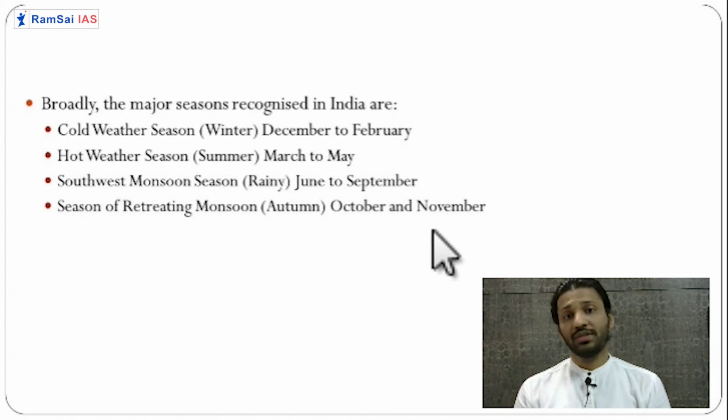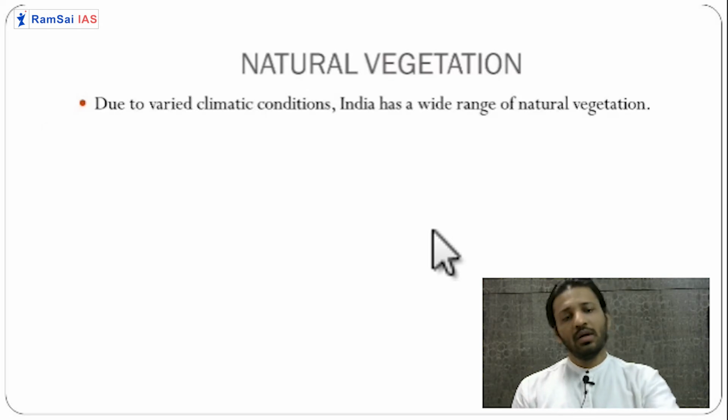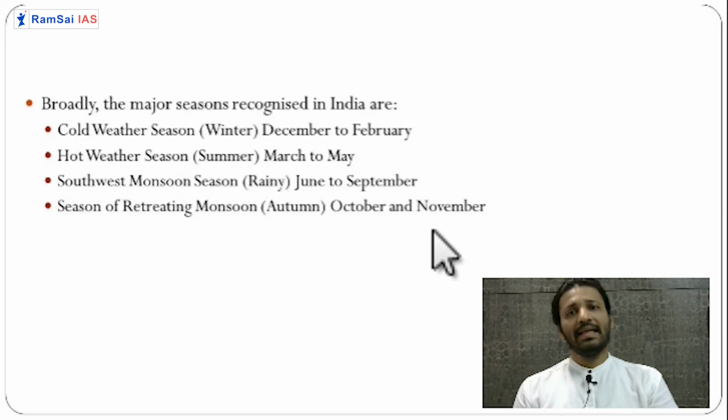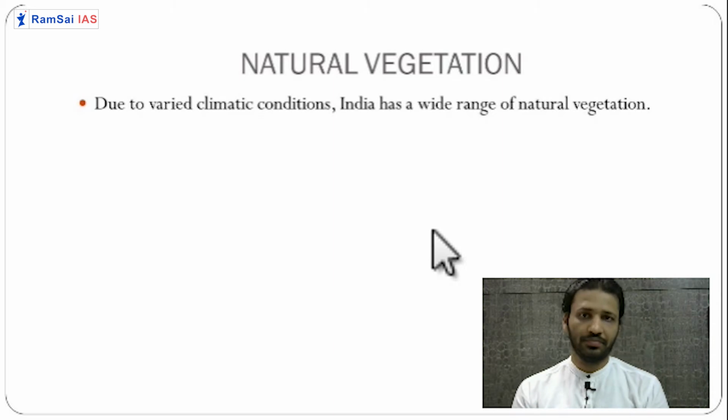We are going to see these seasons in detail when we start the climatology. So broadly, these are the seasons in case of India. Now, these seasons have a particular type of climate, and this climate is directly related to the natural vegetation.